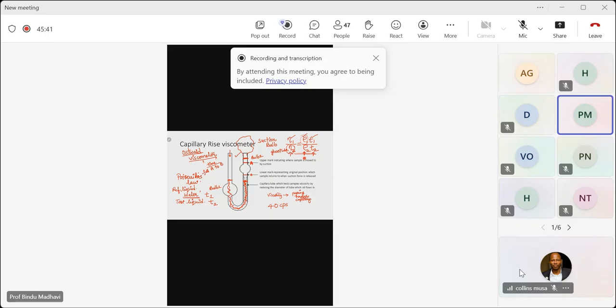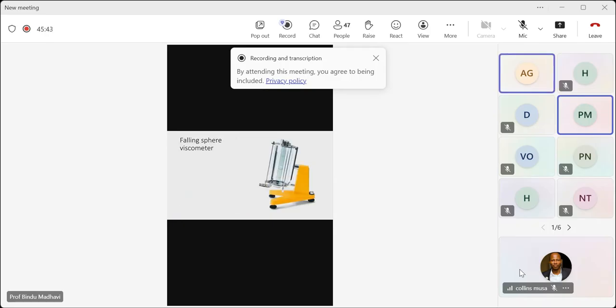Am I clear? Yes. Clear. We are moving with the next viscometer, which is called the Pauling sphere viscometer.